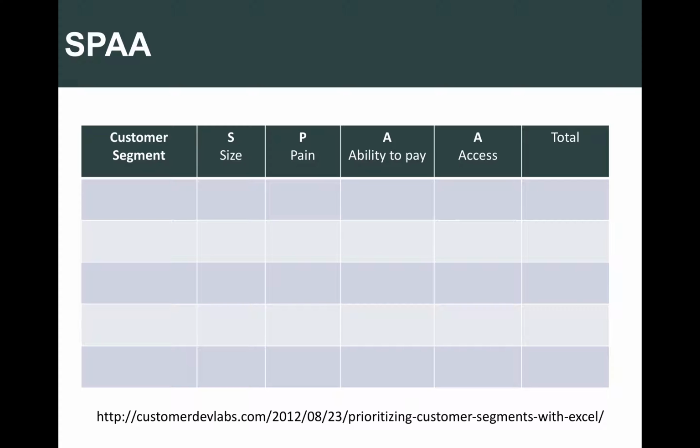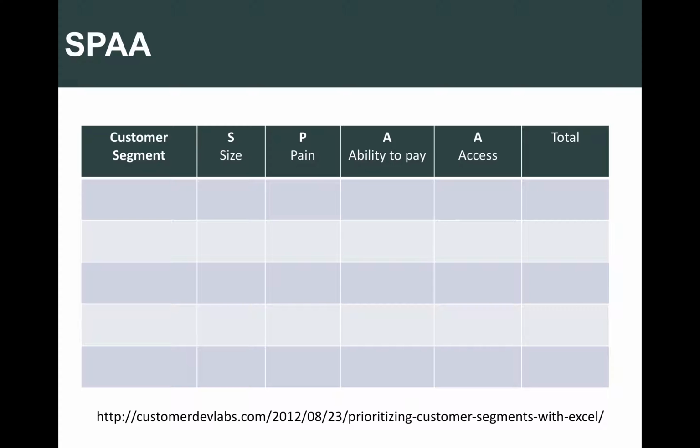But basically, it's a grid, and you're wanting to list customer segments, you're wanting to understand the size of the market, the pain that the customer feels with the current solutions or lack of solutions, their ability to pay for a solution, your ability to access them, and then you want to be able to total that up into a number that's useful to give you a bit of a sense of where you should start with your customer segments.